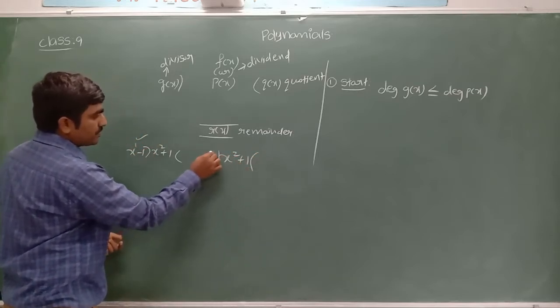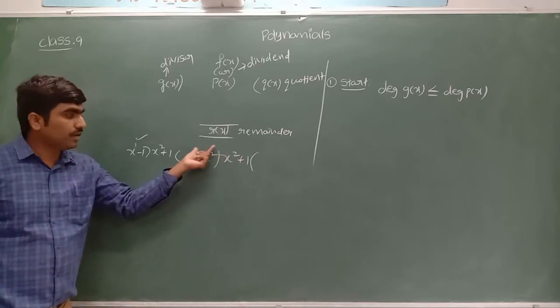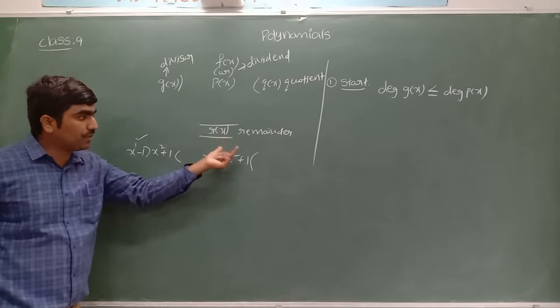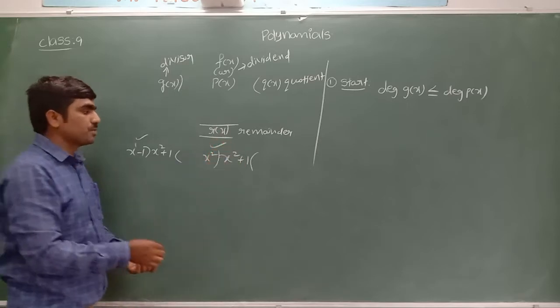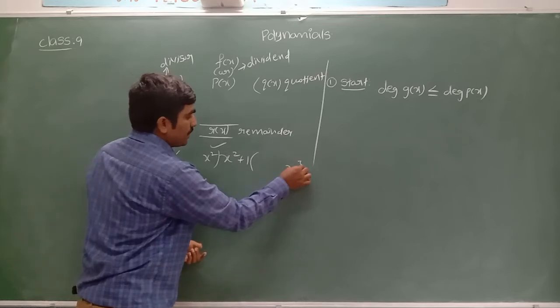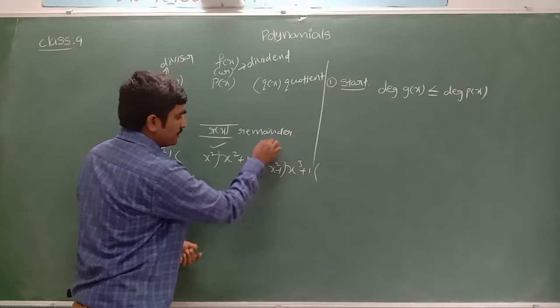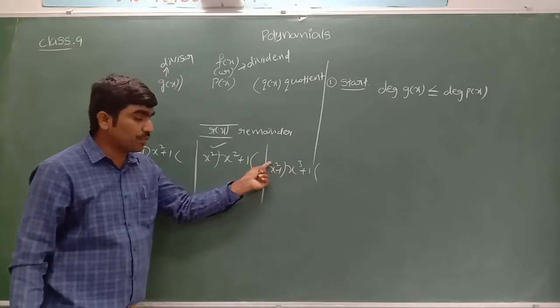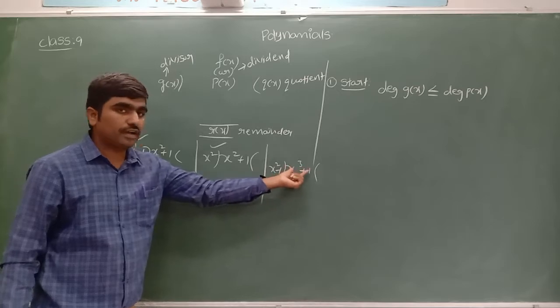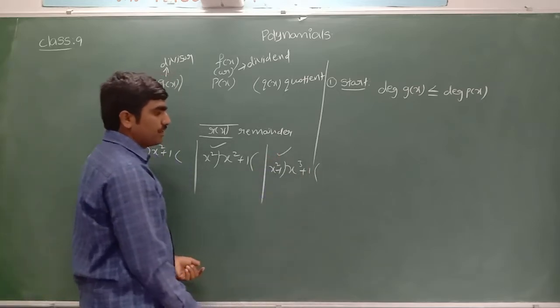Let me take x square plus 1, and here I can take x square. The degree of p of x is 2. The degree of g of x is 2. The degree of g of x is equal to the degree of p of x. Even here I can say that division is possible. Let me take x cube plus 1, and here I can take x square minus 1. Now can I say division is possible? The degree of g of x is 2, which is smaller than the degree of p of x. Yes, here also division is possible.